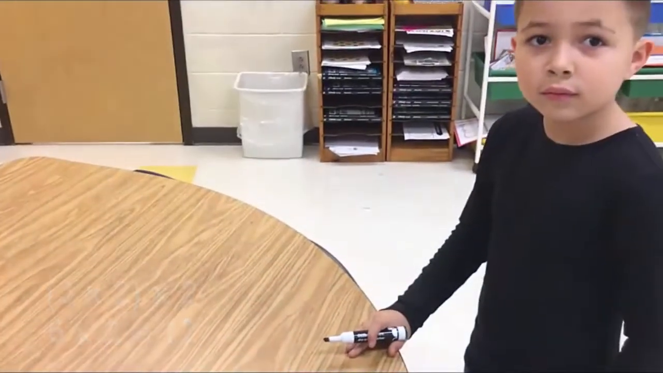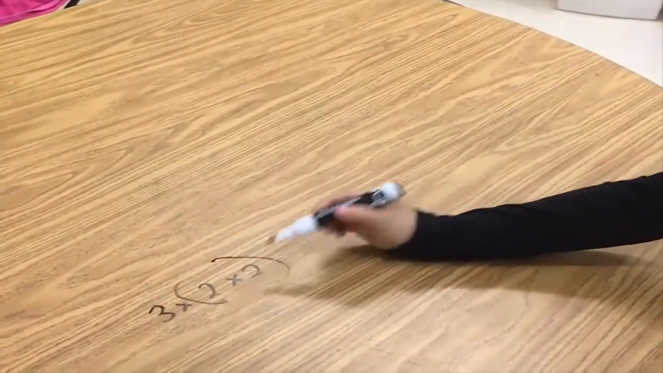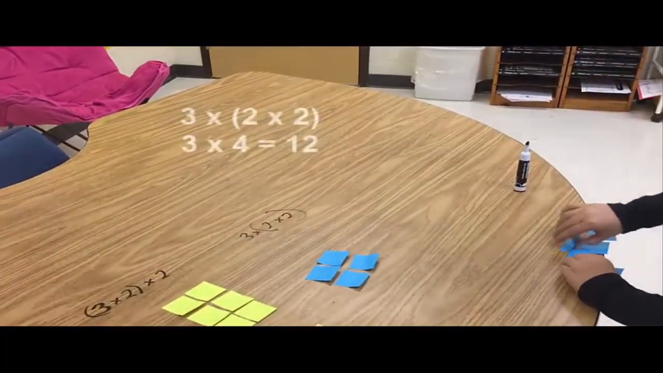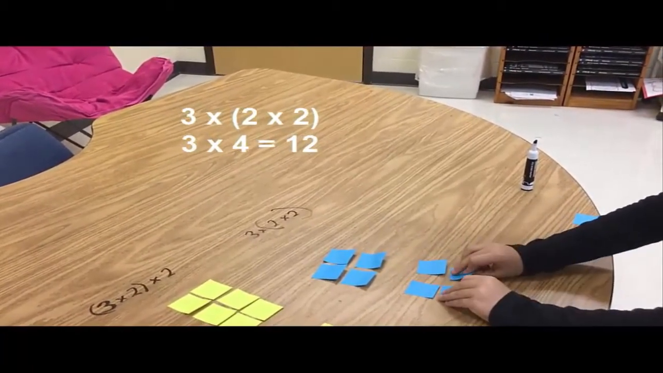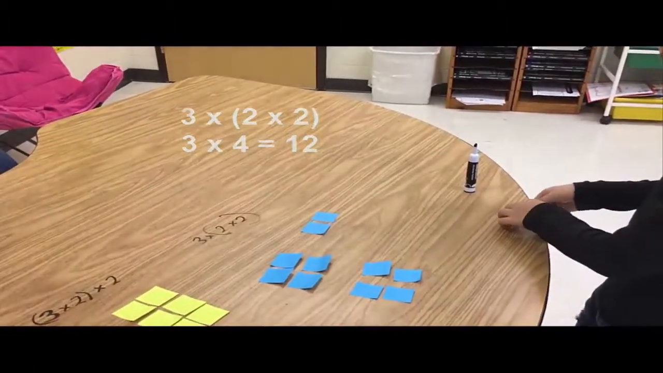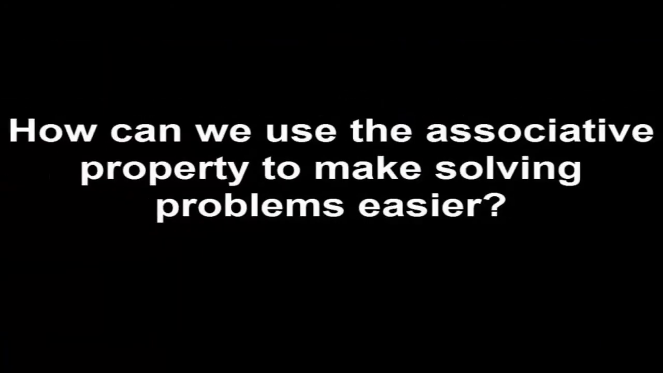Can you show 3 times 2 times 2 a different way? As the video shows, the student decided to group 2 times 2 to show 3 groups of 4. His model shows that regardless of how the numbers are grouped, the product is still 12. In the upcoming videos, 2 students solve the same problem in different ways. One student rearranges the order of the numbers to use known facts, while the other skip counts by 5. Which use of the associative property made solving the problem easier?